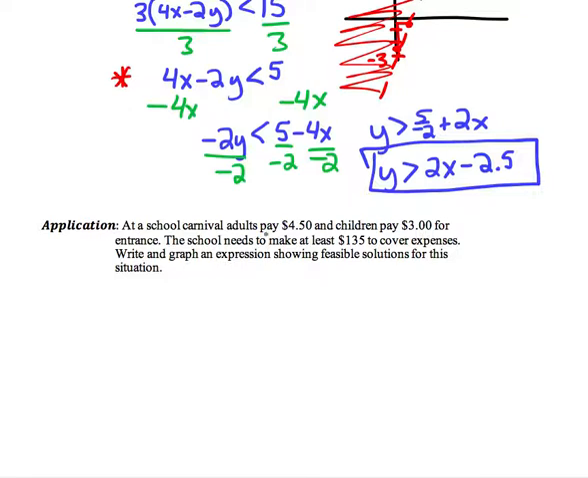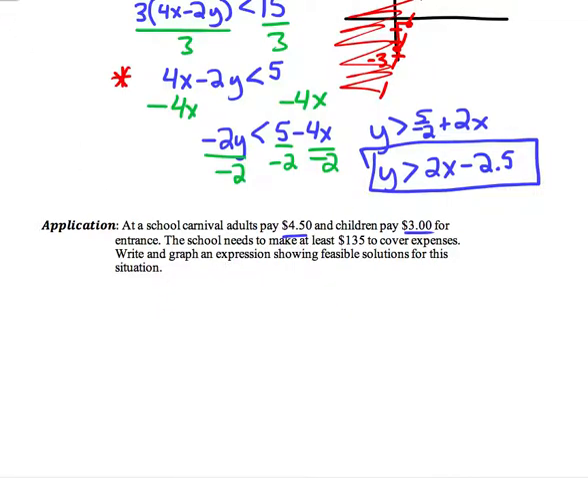It says we've got a school carnival. Adults pay $4.50. Children pay $3. And that's what their fee is for getting in. The school needs to make at least $135 to cover expenses for popcorn and whatever else they need at the carnival. We're supposed to write and graph an expression for any solution to this situation.